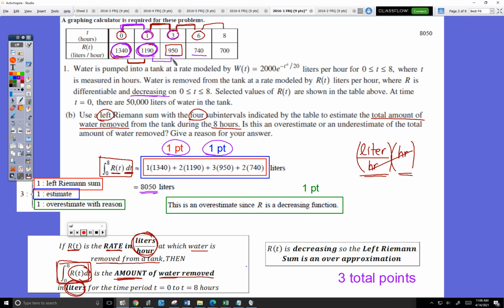All they expect you to say is, this is an overestimate because R is decreasing. That's all you have to say. Here's another example of what you could say. R is decreasing, so the left Riemann sum is an overestimate or an overapproximation. And that was one more point for a total of 3. So 3 total points on part B.